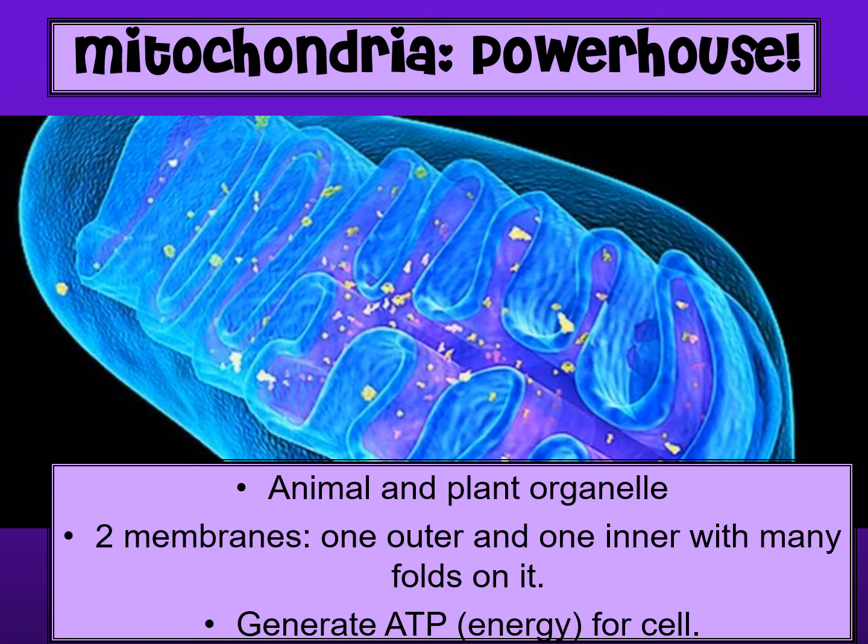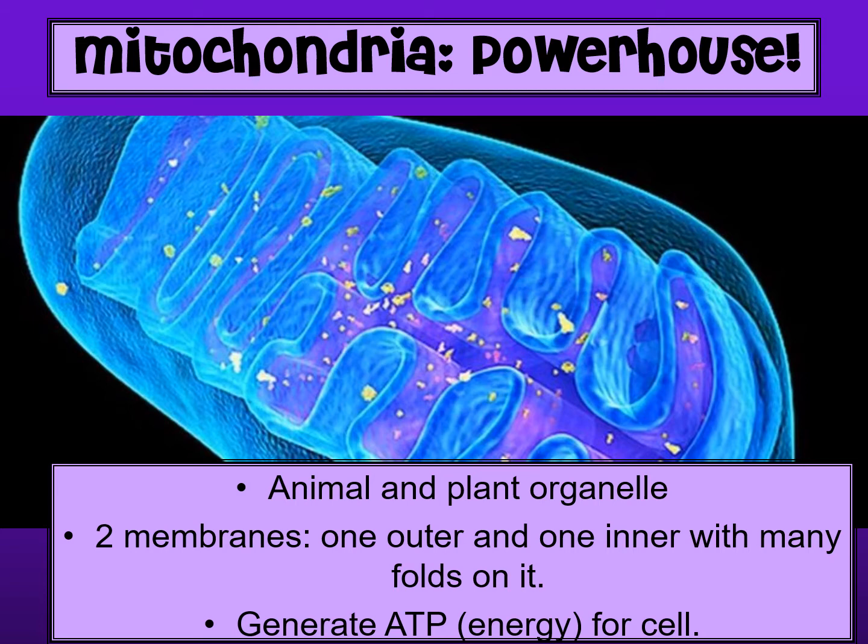You've probably heard that numerous times. This is an organelle that can be found in the animal and plant cell, and its whole purpose is to take sugar and break it down into something called ATP. ATP stands for adenosine triphosphate, and it's the main energy chemical that is used in cells.